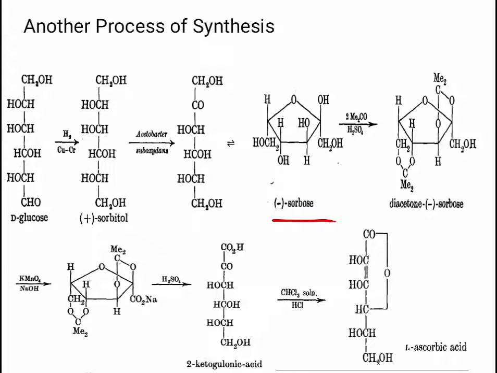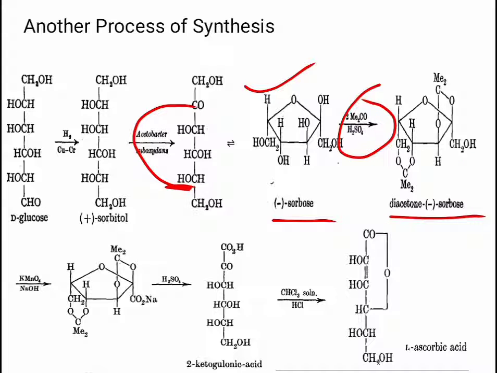So actually, what is happening here? This OH group is attacking this ketone group. So you will get a 5-member ring. See, you can get a 5-member ring, and then add acetone and acid. Then you will get the diacetone sorbose.